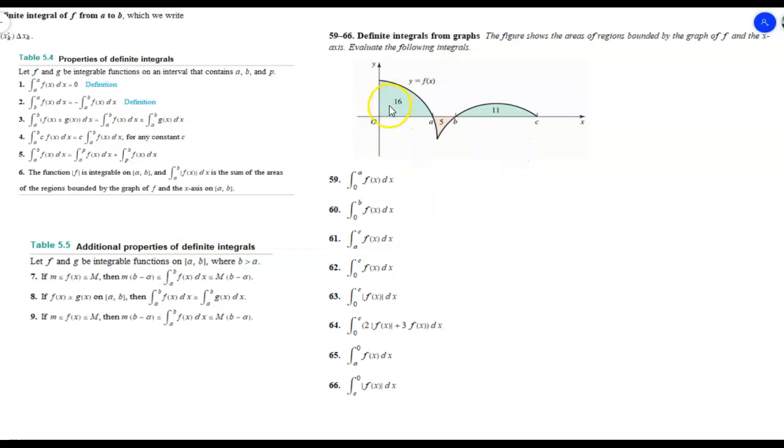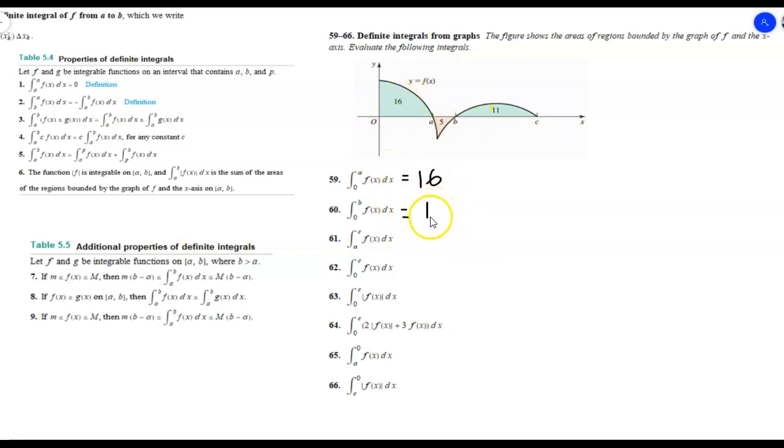All right, so it looks like we have an area of 16 that's above the x-axis between 0 and a. We have an area of 5 that's below the x-axis from a to b, and we have an area of 11 above the x-axis from b to c. The first one says, what is the integral? That means the net area from 0 to a. All of that from 0 to a is above the x-axis, so that's just going to be equal to 16. Nice and easy.